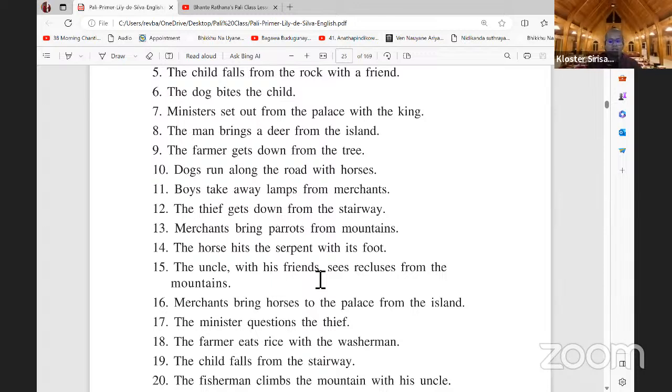Yes. Matulo mitehi. What next? Pabbatamha samane passati. Yes. Mitehi saha or saddhim, right? Uncle with his friends. Mitena saddhim or saha sees recluses. Samane passati. Okay.